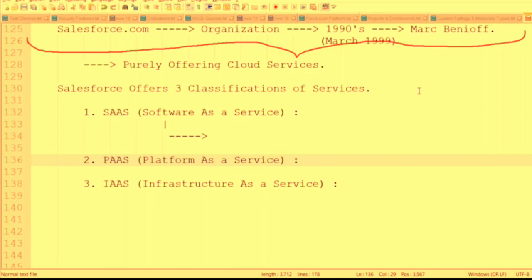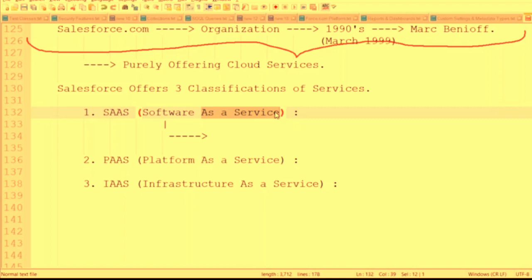Now, in this case, software as a service. That means whatever software, whatever ready-made applications we have in the IT industry, if that software exactly suits your business, then you can take that software as a service. That means we can utilize that software on a rental basis. We need not buy the software license. We need not make a huge investment. We can take them as a service.